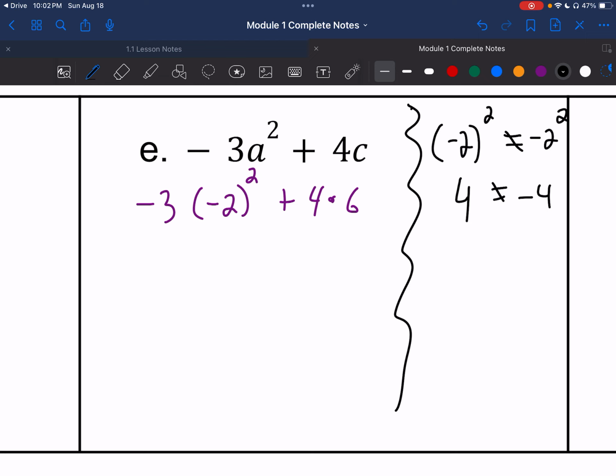So when you are typing in an equation or an expression and you are evaluating using a calculator, you absolutely must use parentheses.